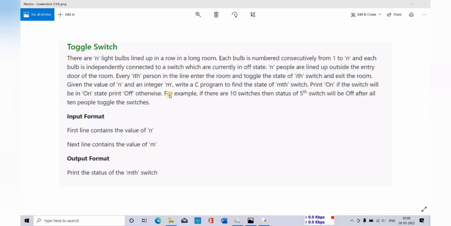Now let's go to the second person. Okay, the second person who is standing outside the door, he will go to the second switch, then to the fourth, then to the sixth, and then to the eighth switch, and so on. Okay, he will be moving by the steps of 2.